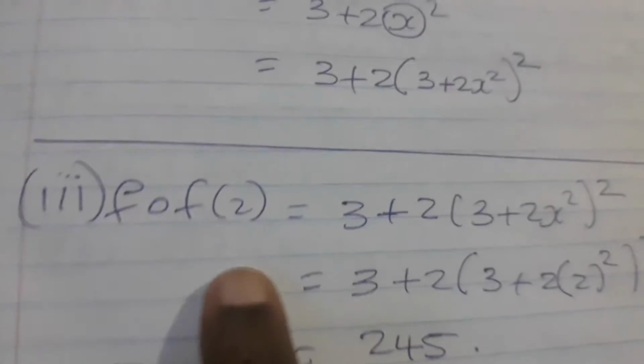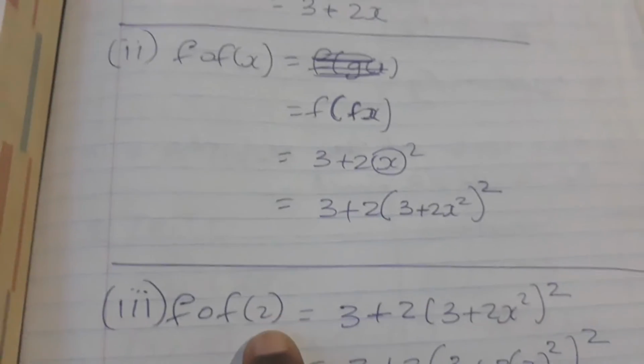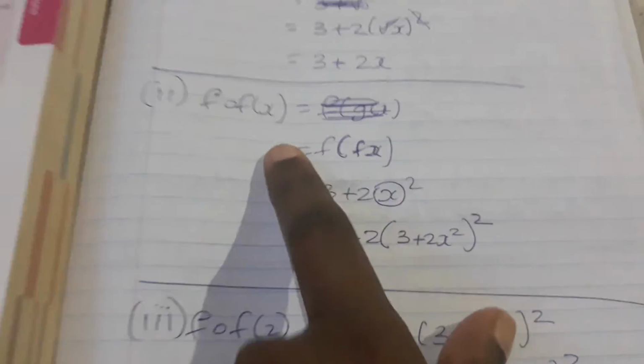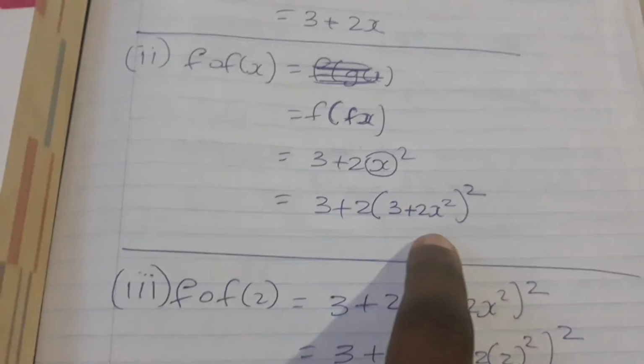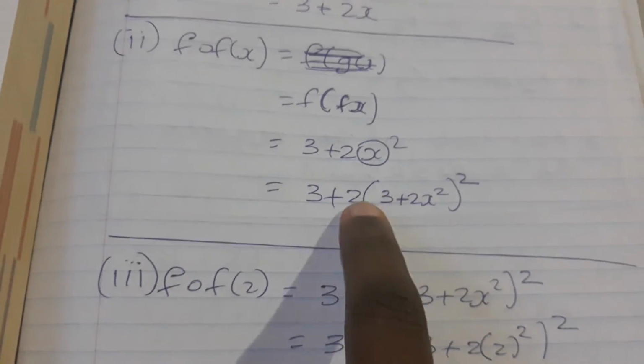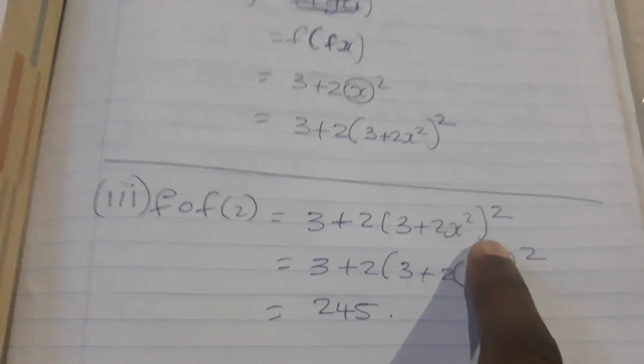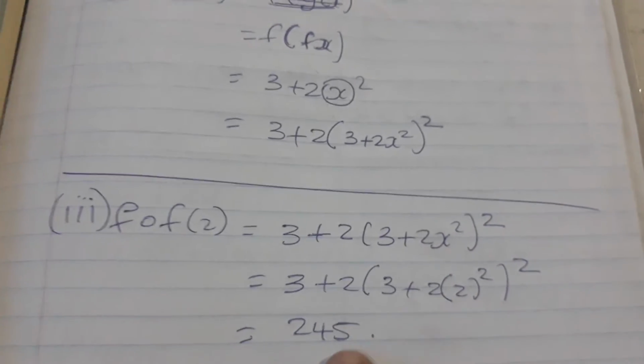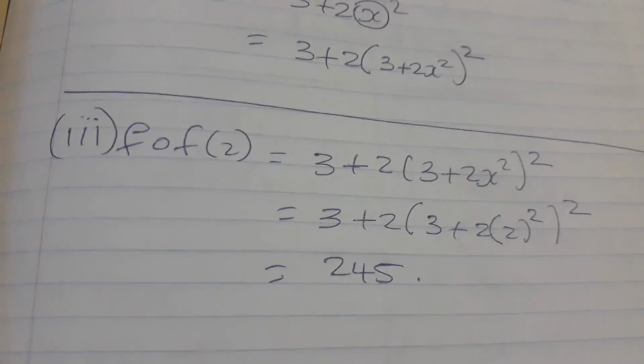Right, now another one, f of 2. So here I replaced x with an entire function. Now in my f of x, I will be putting 2. So in this same answer, instead of the x, I will replace the x's with the 2. You can see this entire function, I have it here, and I replaced it with 2 wherever I had an x, and my answer comes to 245.